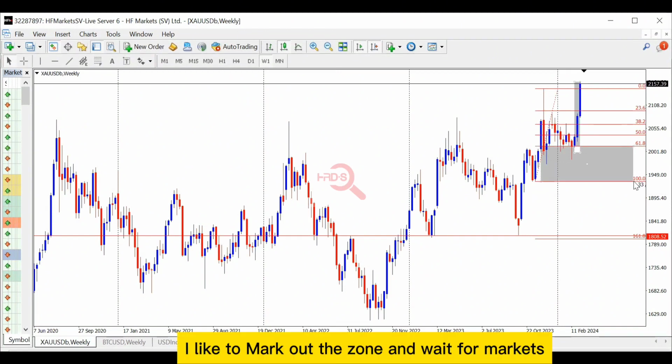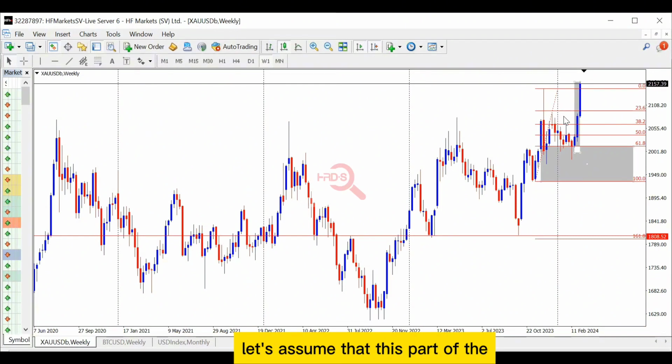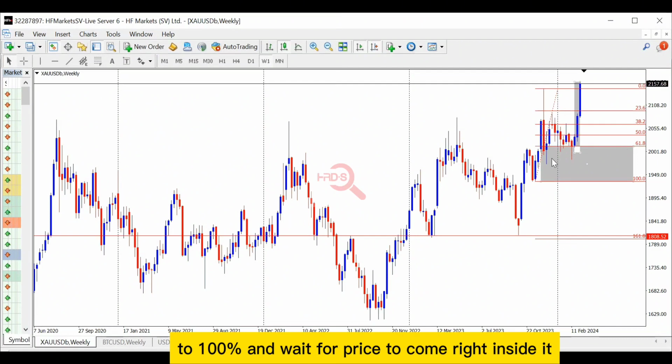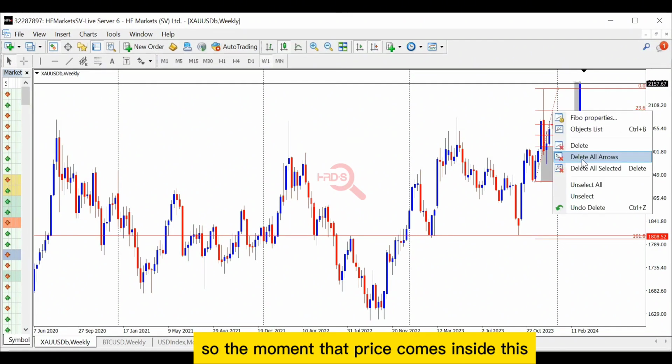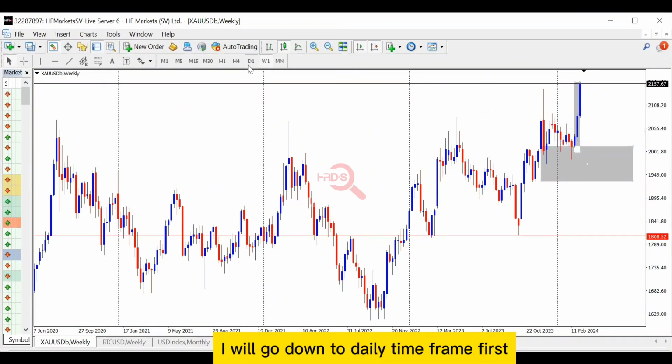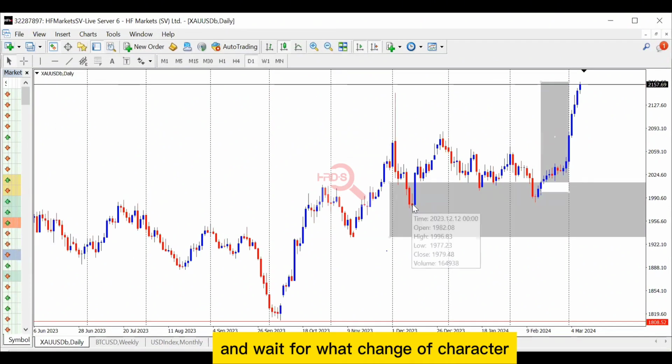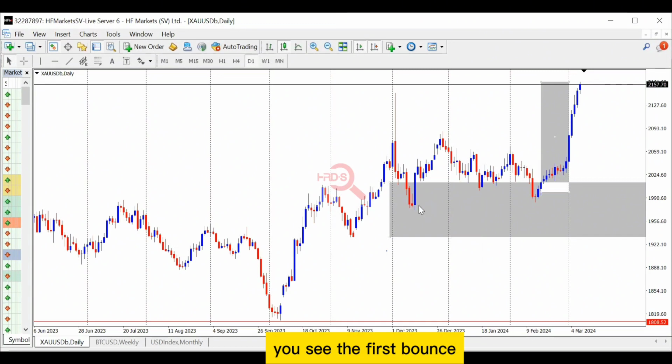Okay, I like to mark out this zone and wait for the market. Let's assume that this part of the price action has not happened. So once I see a retracement, I place my Fibonacci, mark out my 61.8 to 100 and wait for price to come right inside it. So the moment that price comes inside this, I will go down to daily time frame first and wait for what? Change of character.